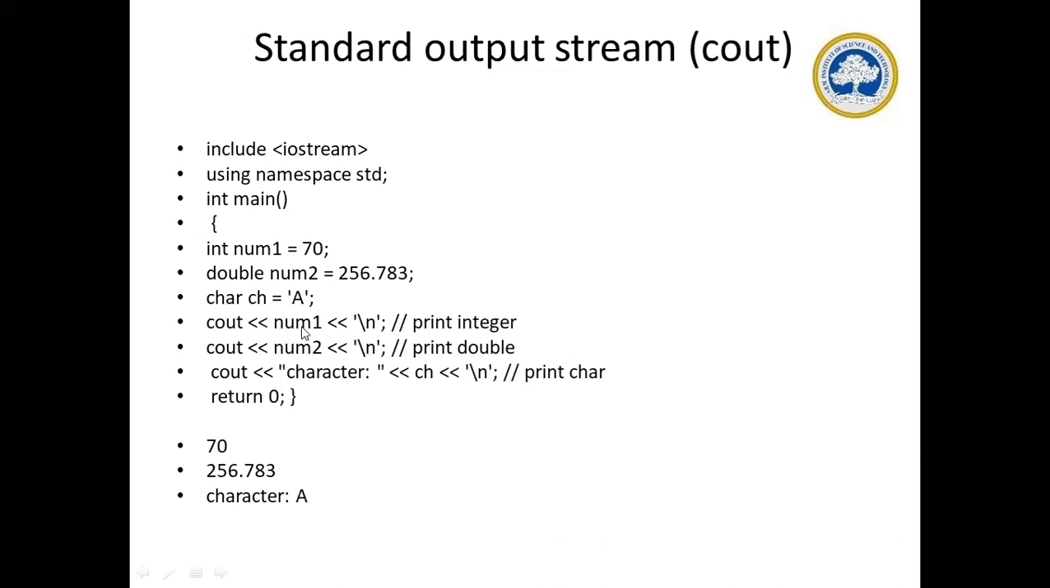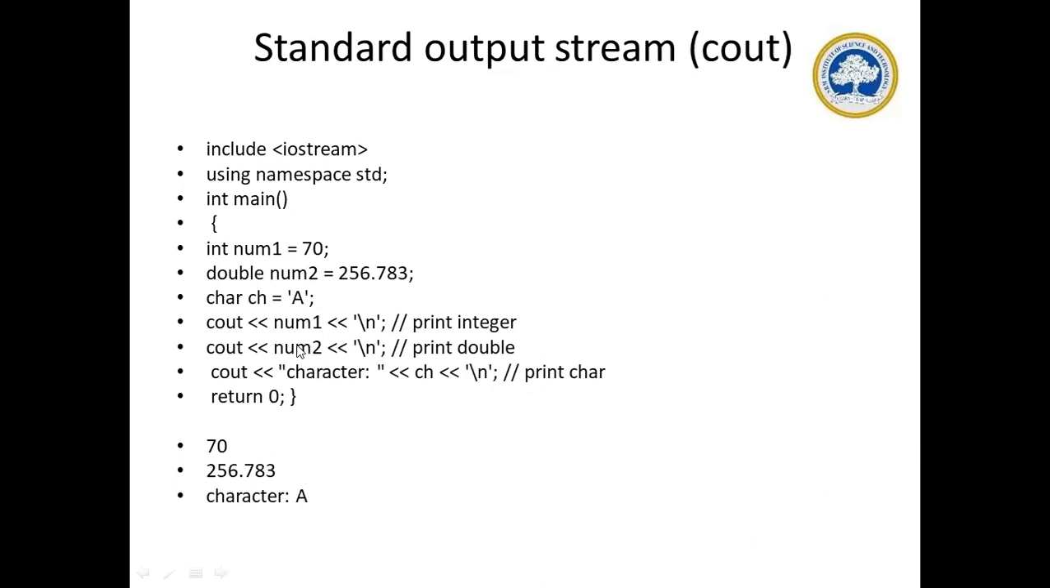For printing num1, the value of num1, which is 70, is printed as output. Then while printing num2, the value of num2, which is 256.783, will be the output. Then the string you are using for displaying output on the monitor will be printed, followed by the value of the variable ch, which is printed as a here. So this is the way we can use the output statement.